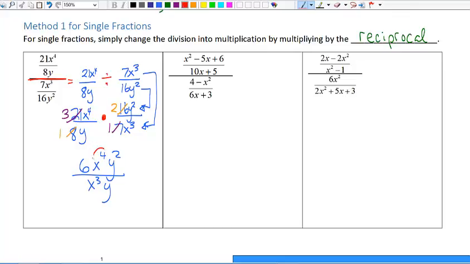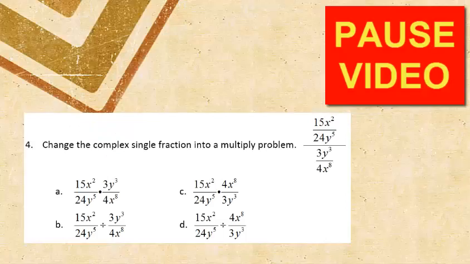So the numbers are all reduced, and now I can reduce my x's. I have 4 in the numerator and 3 in the denominator, which leaves me with 1 copy of x, or x to the 1. In the y's, we have 2 in the top and 1 in the bottom. When I divide out, I have 1 left. So that gets me 6xy.